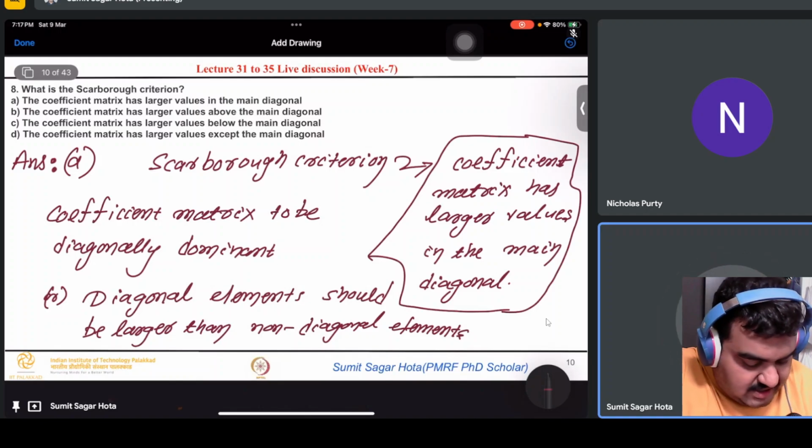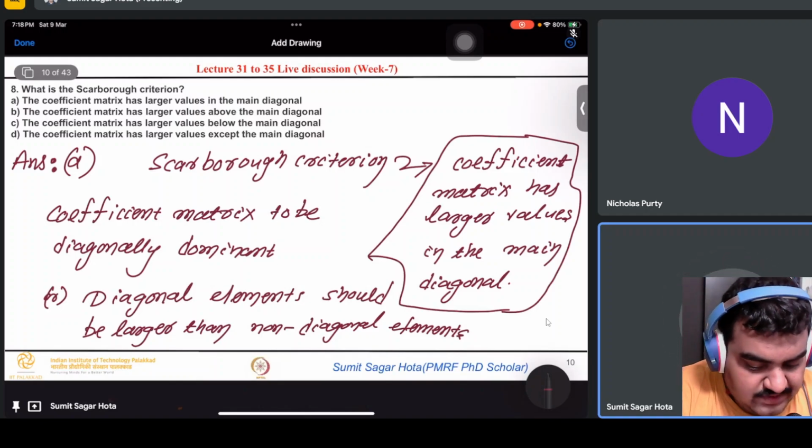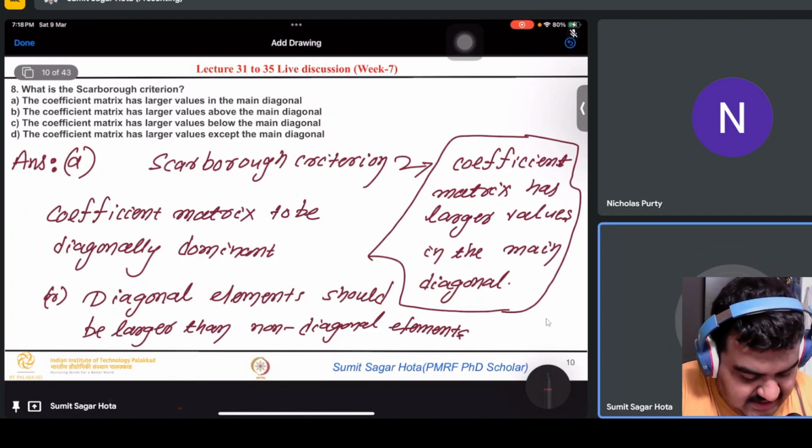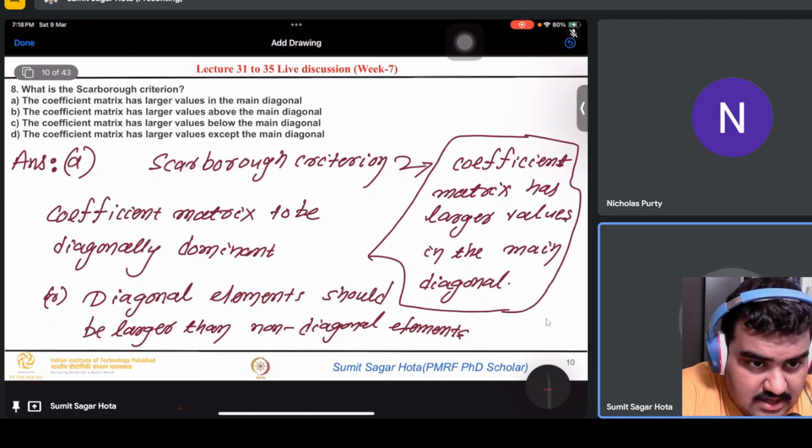So the criterion is that the coefficient matrix has larger values on the main diagonal. Again, the coefficient matrix has to be diagonally dominant. The diagonal elements should be larger than the what? The non-diagonal elements.